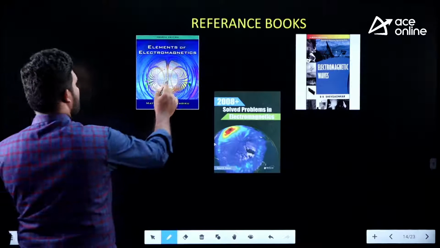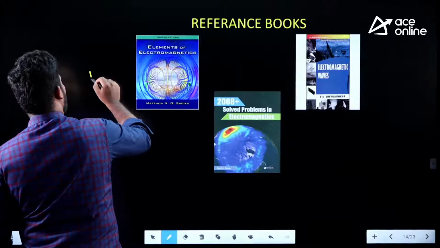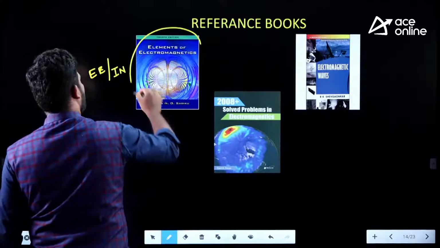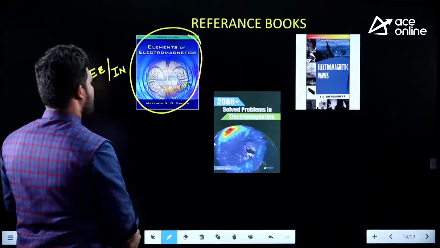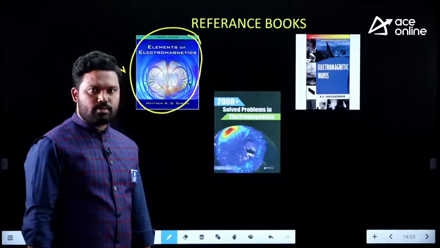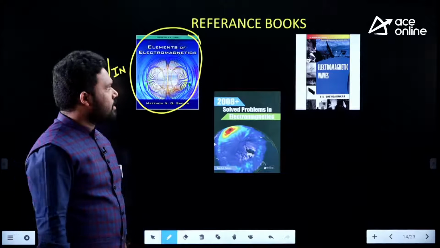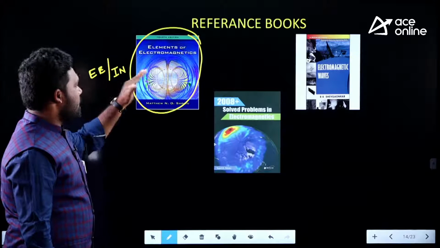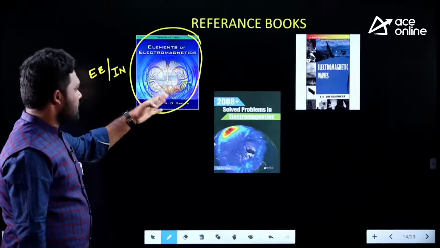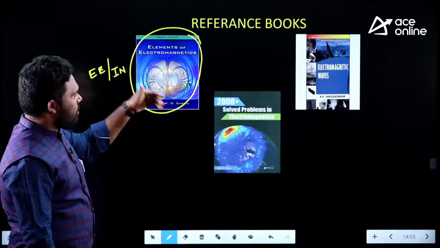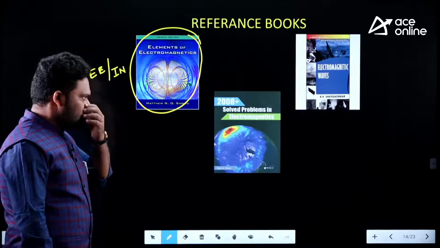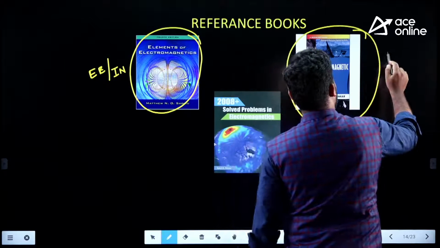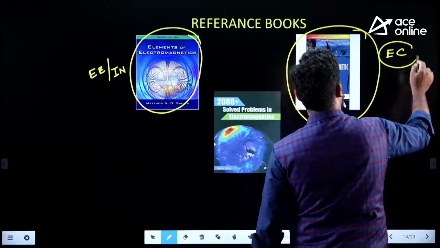So I strongly suggest for the EC students, electrical and instrumentation engineering students, this is a book they need to follow: Elements of Electromagnetics by Sadiku. This book starts with vector calculus, electrostatics, magnetostatics, Maxwell's equations, all that story. And there will be waves also. But for the EC students, I strongly suggest you download or purchase this book.